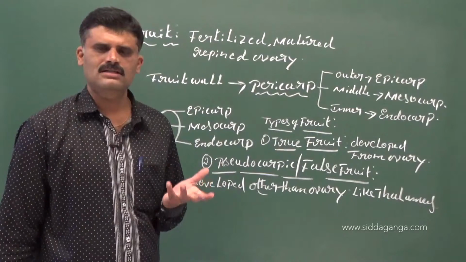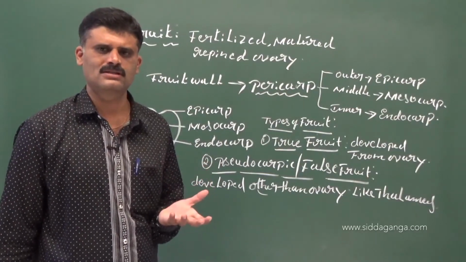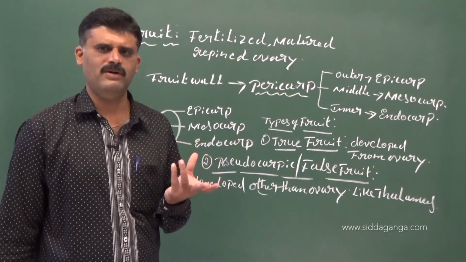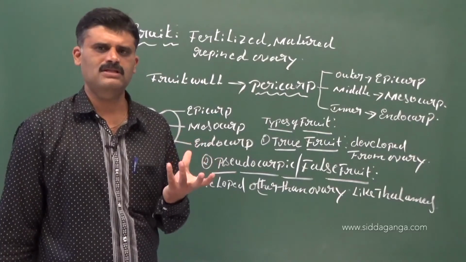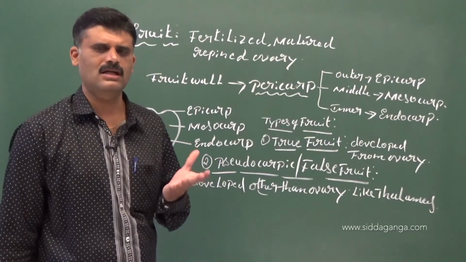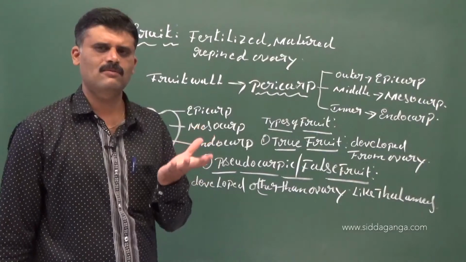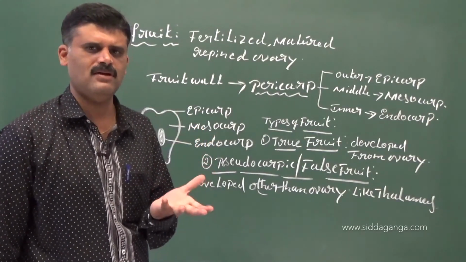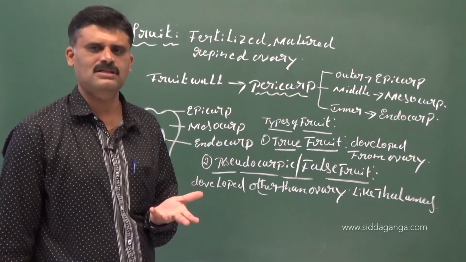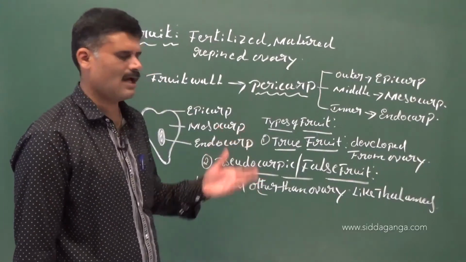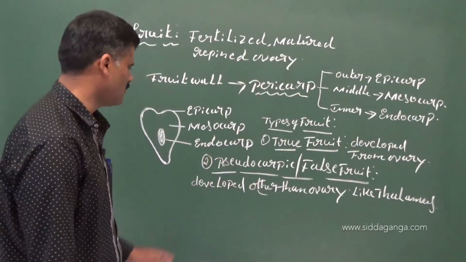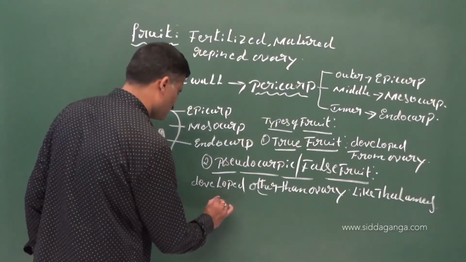Thalamus is also called the receptacle or torus. So it is the tip of the pedicel. Pedicel means the stalk of the flower. The tip of the pedicel is a somewhat flattened, cup shaped or disc shaped structure called the thalamus. If the thalamus develops into fruit, then it is called a pseudocarpic or false fruit.